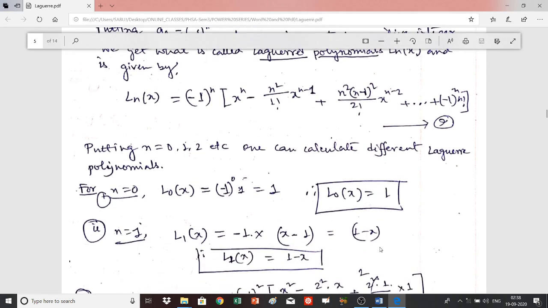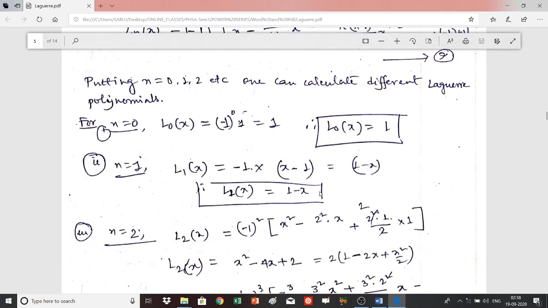And then for n equal to 1, that will give you L1(x). L1(x) can be calculated from here: (-1)^n, then x^1, and minus n^2 by 1 factorial, and here will be x^(1-1), that means x^0, that is 1. After calculation you will get the result given here. So L1(x) is equal to 1 minus x.